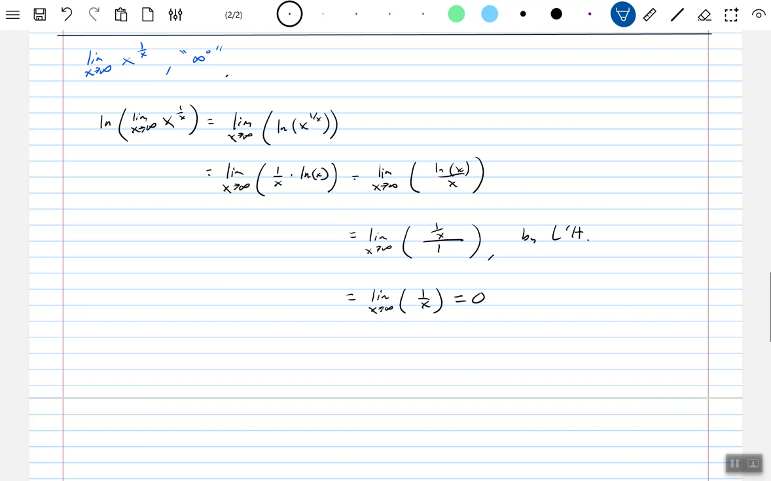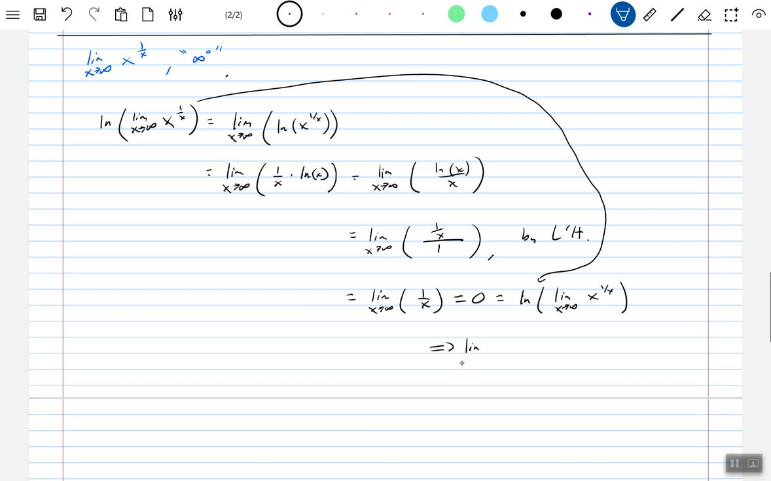Now, our instinct would be to circle this, go, yay, we got our answer, and move on. But that's not quite the case. 0 is not the answer to our question. 0 is actually equal to the limit, the natural log, the limit as x goes to infinity of x to the 1 over x. That's not our problem. That's the natural log of our problem. But that tells us that the limit x goes to infinity of x to the 1 over x is equal to e to the 0. But what is e to the 0? That's just equal to 1.